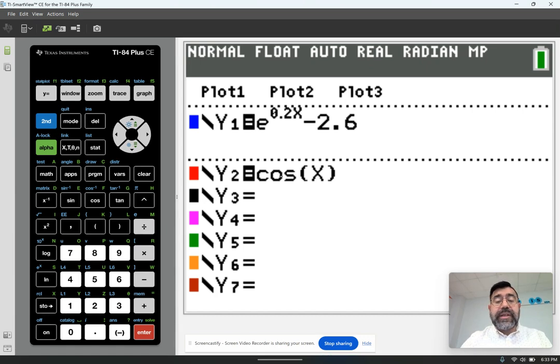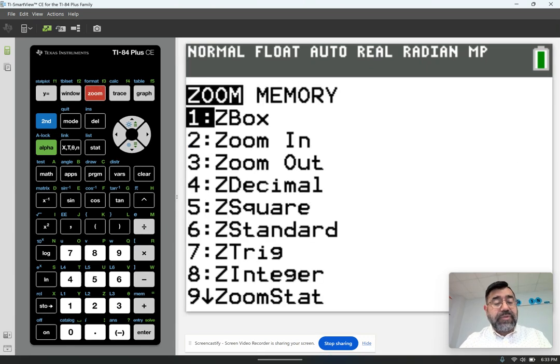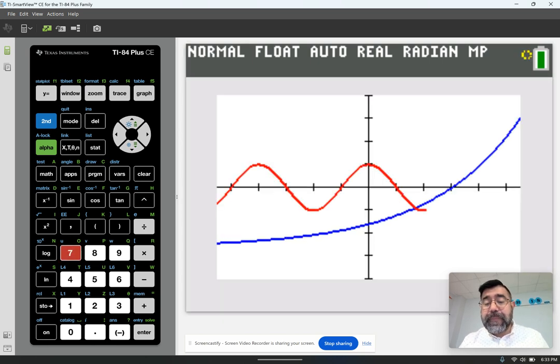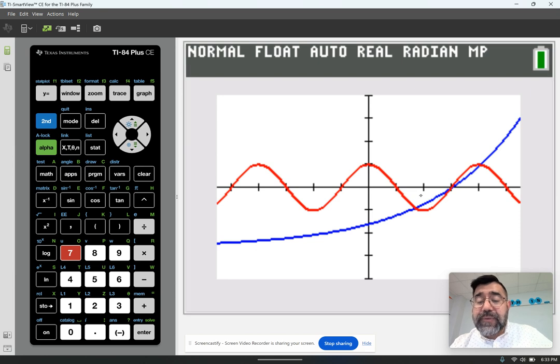Since I'm using cosine, maybe I'll do a zoom trig. That's going to set up my tick marks to go by pi over 2, pi, 3 pi over 2, 2 pi, and so on. So let me do a zoom trig and just see what it looks like. Okay. So this is what I'm looking for right here. This region that's trapped between these two, this slim region, because otherwise I'm not looking for anything else. So it has to be trapped between those two.